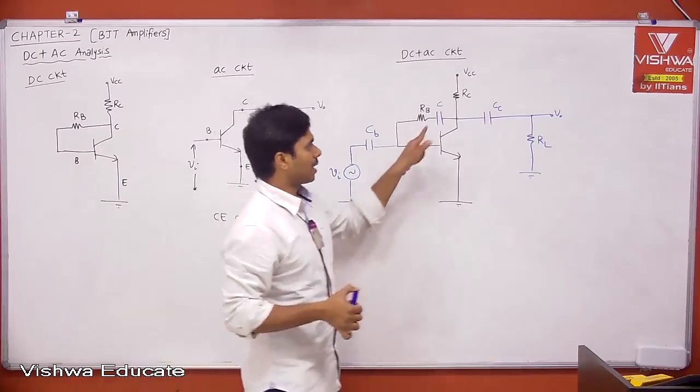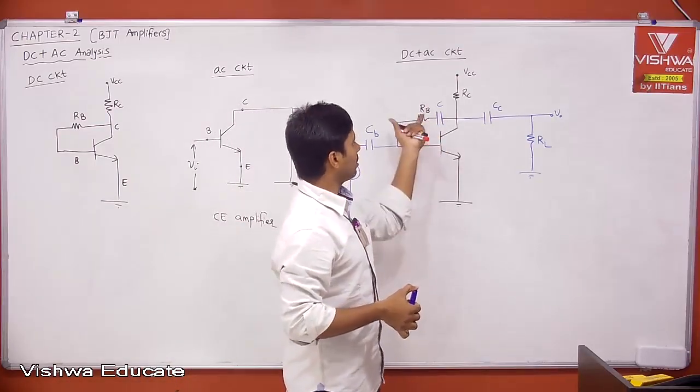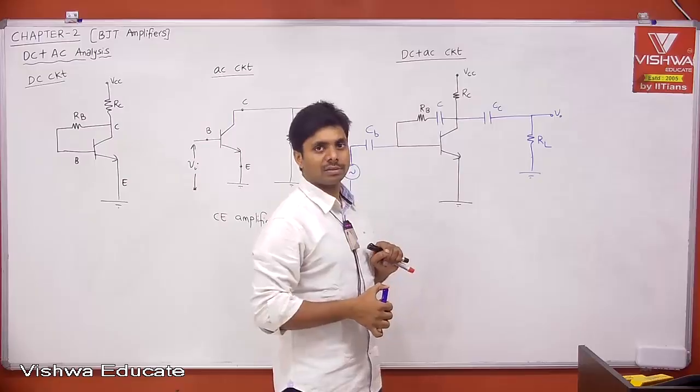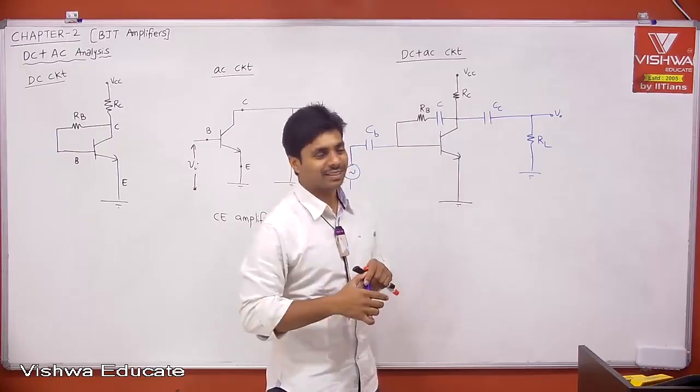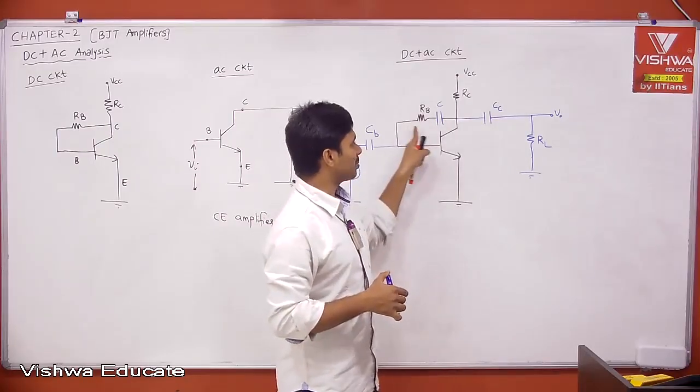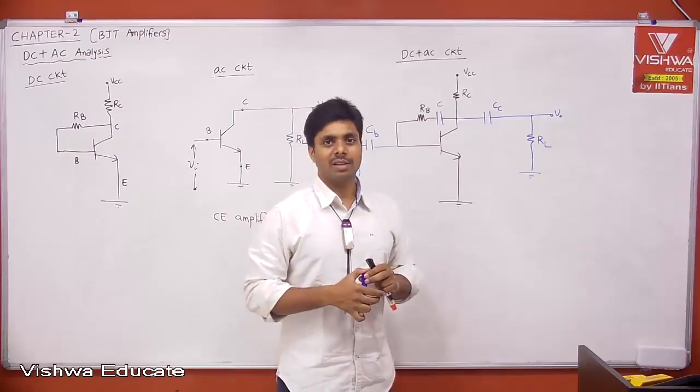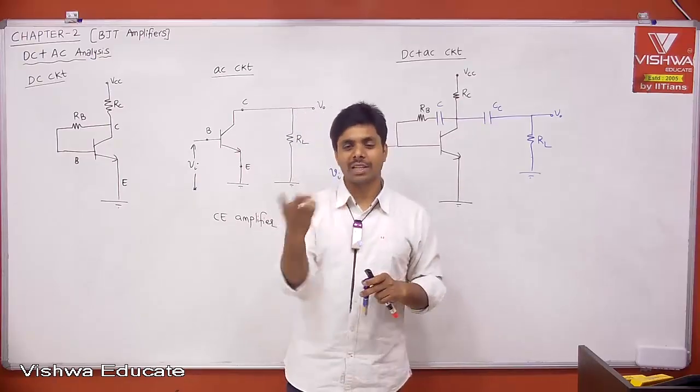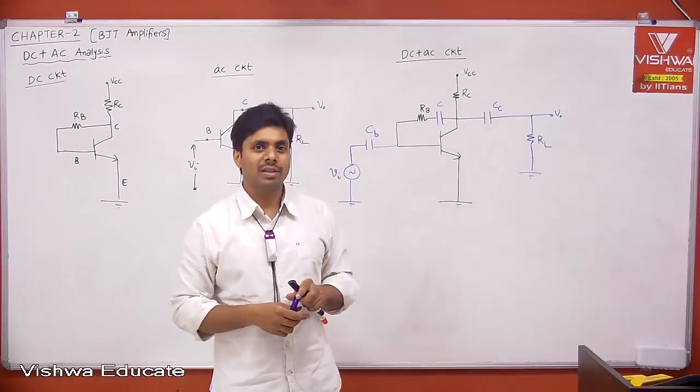For DC, a capacitor acts as an open circuit. Then RB is not there between collector and base. Actually, we want RB. For AC, it is a short circuit, which is providing RB between collector and base. Actually, we don't want RB. Therefore, we are getting exactly the opposite of what we need.